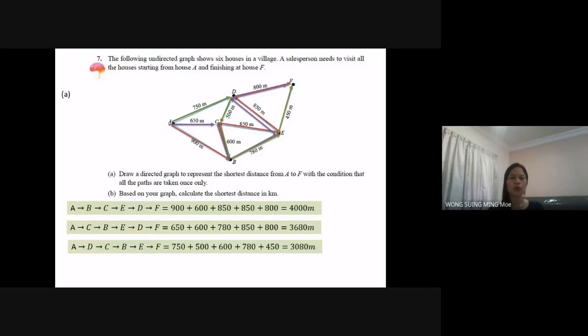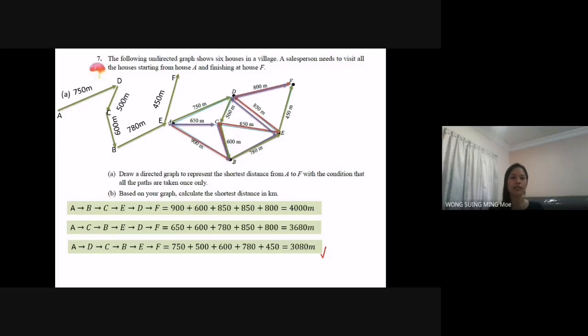Okay, so based on this, because for A they ask you to draw a directed graph to represent the shortest distance, you need to draw it out like this. And after you draw it, A to D, D to C, C to B, B to E, and E to F, because this is a directed graph, you also need to label the edges. So when you do the exercise, please label it. Then only you will get the complete answer for A.